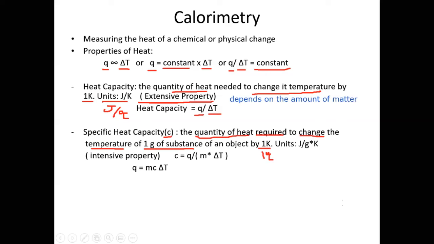The units can be joule per gram Kelvin or synonymous with joule per gram times degree Celsius. So either joule per gram Kelvin or joule per gram degree Celsius, as long as whichever one you use, the temperature is in those units. And so the way we find specific heat is we take the Q divided by the mass times the delta T, or we commonly rearrange this equation to give us what's called Q equals MC delta T.